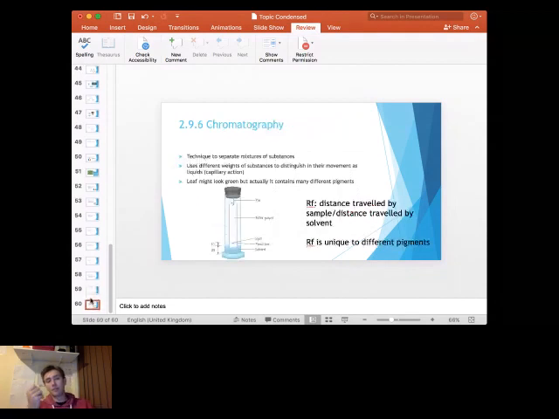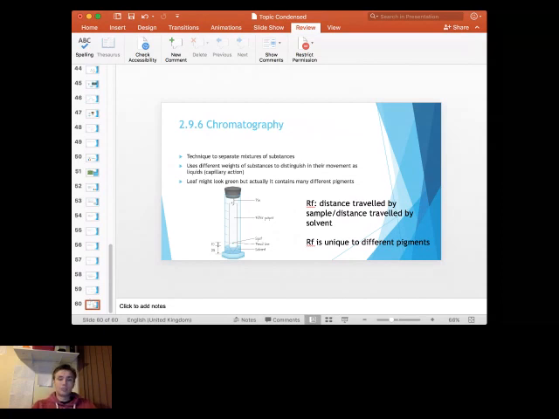And then the final learning point is just to understand that the pigments that we find in plants to do photosynthesis, the pigments found in these chloroplasts, can actually be separated out, and we can analyze their different structures. And we do this via something called chromatography. And chromatography is just a technique to separate different substances.